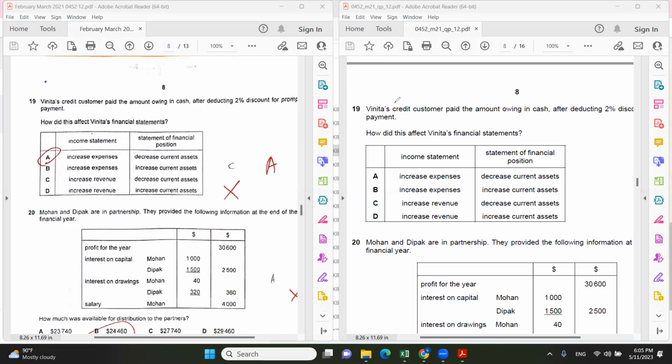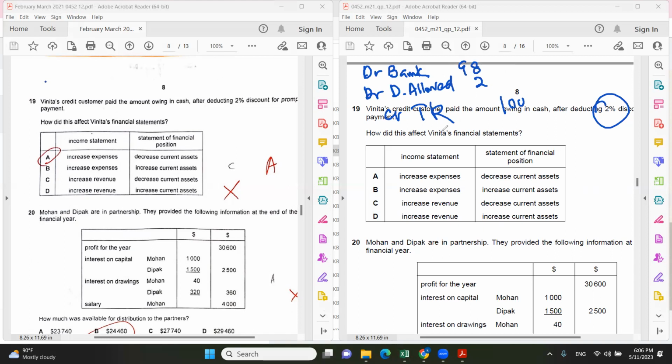Vinita credit customer pay amount owed in cash after deducting 2% discount for prompt payment. How did this affect Vinita financial statement? So we do the double entry first. Because credit customer pay means we debit bank, and debit discount allowed, and we credit trade receivable. For example, if the trade receivable pay 100, then we'll give $2 discount allowed. So the bank only received 98.